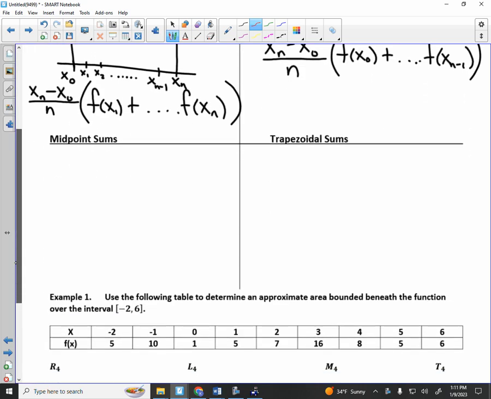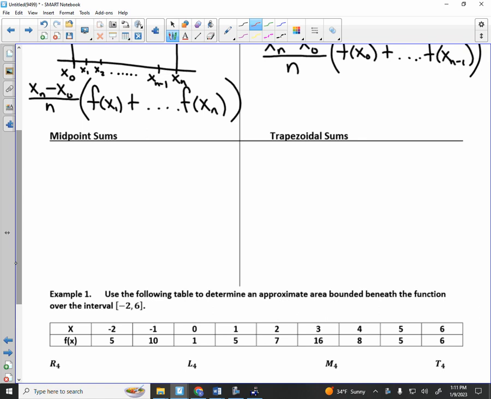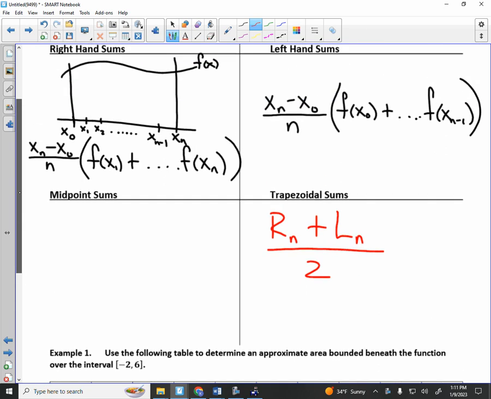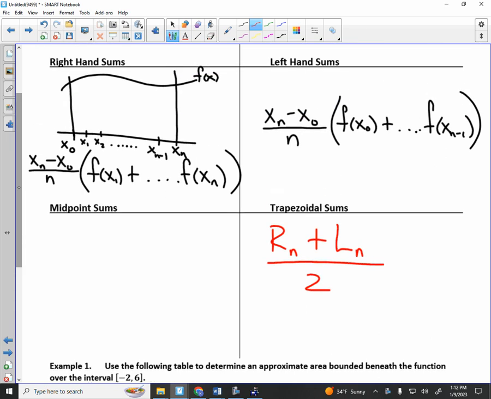So when you want to know the trapezoidal sum, very easy. All we do is we take your right hand sum, which we call R sub n, and we add it to the left hand sum, which is L sub n, and you divide it by 2. That will produce the trapezoidal. Now, trapezoidal does get a little trickier as we get towards the AP exam, but that's it. Basically, you find a trapezoidal. Yep.